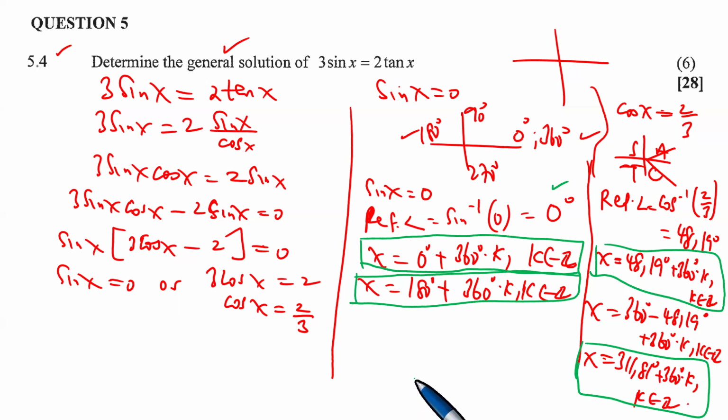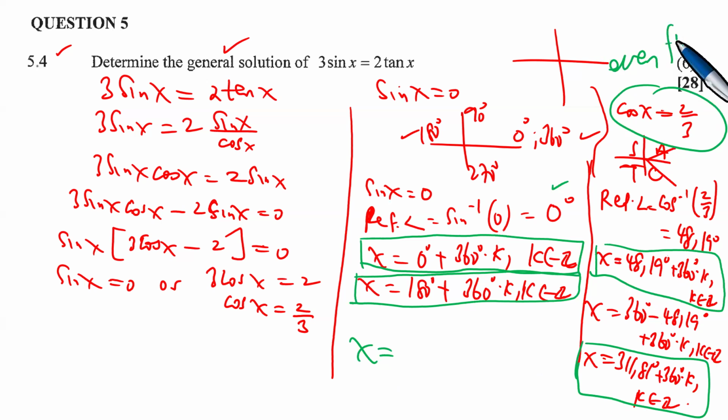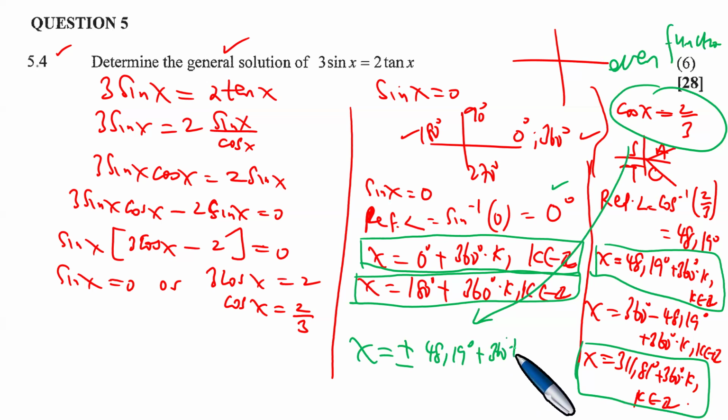Now, we have another thing, which is x equals. The cosine function is called an even function. Being an even function has implications, and it therefore means that once you get a reference angle like this, you can say it's plus or minus 48,19 degrees plus 360 degrees by k, where k is an element of Z. So this becomes the desired result, which is what we most certainly need.